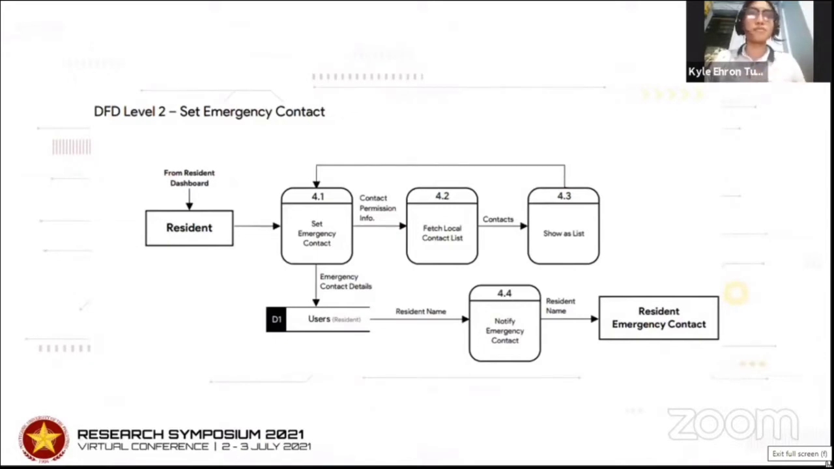Bali yung resident ay mag-set ng emergency contact. Hihingi muna yung app ng permission para magkaroon ng access sa local contact list. Tapos mag-show siya ng list ng mga contact. Doon pwede pumili si user ng contact at masasave siya sa users, para pwede siyang ma-notify pag in emergency si user.